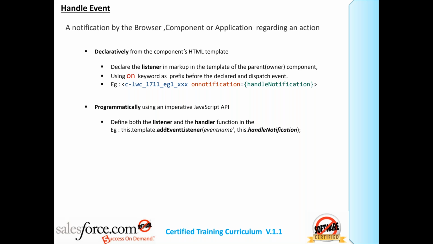Step 2. There are two ways in LWC. LWC has two types of listener: declaratively and programmatically. Declarative listener and programmatic listener. Two types of listeners are available.